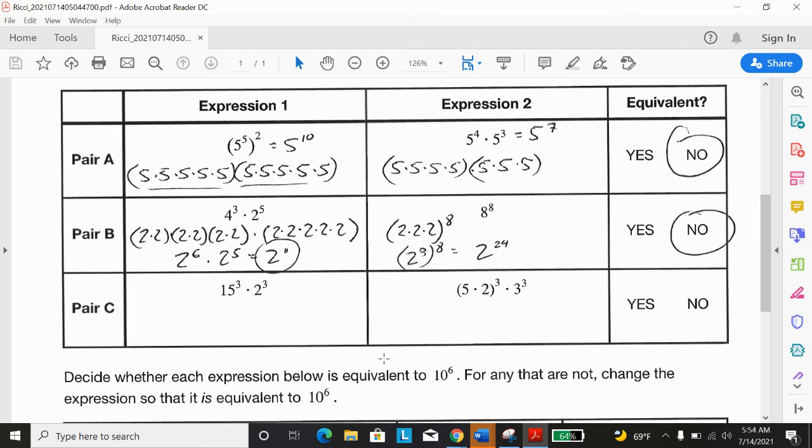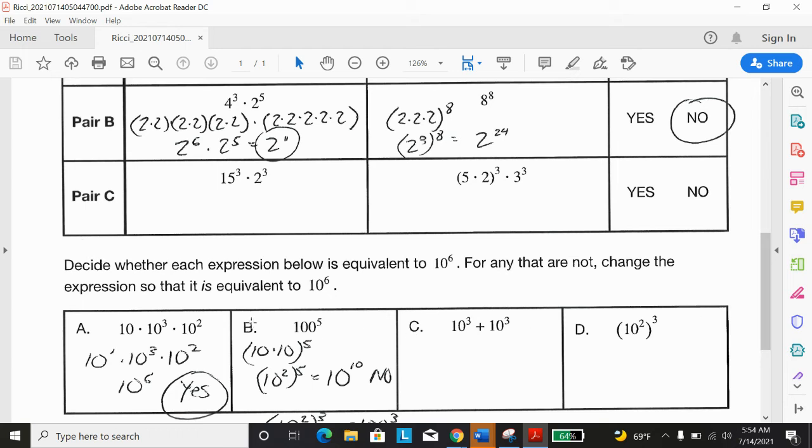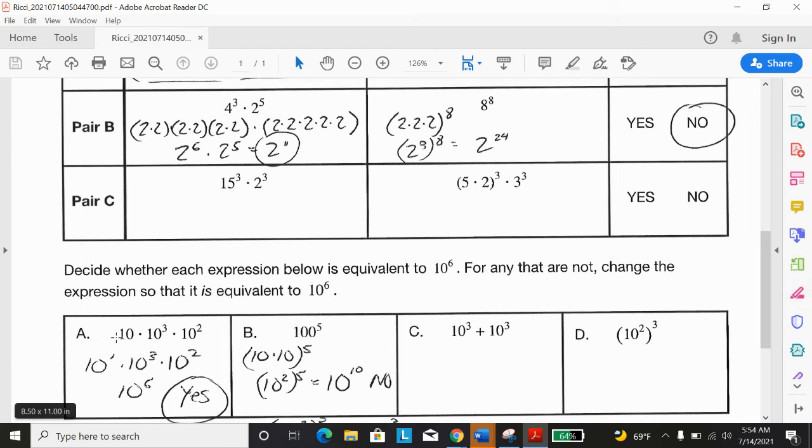So down here it says decide whether each expression below is equivalent to 10 to the 6th. So again, we're trying to find equivalency. If it is not equivalent to 10 to the 6th, we're going to try to make it equivalent. So I did the first two for you. So this one I realized that we're multiplying. I realized the bases are the same, so I can add the exponents. So this is 10 to the 1st because there's only one factor of 10. There's 3 here and 2 here. 1 plus 3 plus 2 is 6. So this is equivalent to 10 to the 6th.